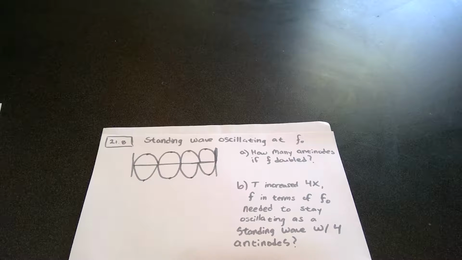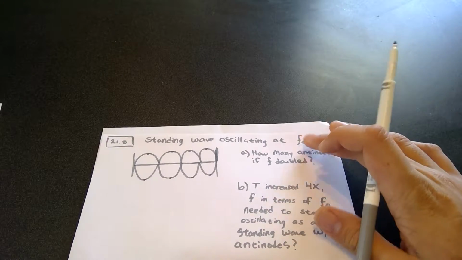Okay, so today we'll be looking at number 8 on homework 2. In number 8, it shows a standing wave oscillating at a frequency of f sub 0, and there's a two-part question. The first part is asking how many antinodes the standing wave oscillation will have if you double your frequency. And part B is asking, if the tension of the string is increased by a factor of 4, what's the frequency, in terms of your original frequency, needed to stay oscillating as a standing wave with 4 antinodes? So we'll jump into part A right now.